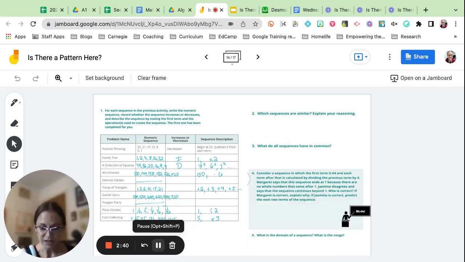Now, here's a little bit of a debate in number 4. Consider a sequence in which the first term is 64, and each term after that is calculated by dividing the previous term by 4. So like this, 64 divided by 4 is 16. 16 divided by 4 is 4, and 4 divided by 4 is 1. Now, Margaret says that the sequence ends at 1. She doesn't think it can go any further. Jasmine disagrees and says that the sequence can keep on going past 1. Who's correct? What do you think? Talk with your partner. Have a little debate. Pause the video, talk with your partner, and hit play in a couple of minutes after you've had a chance to talk about this.